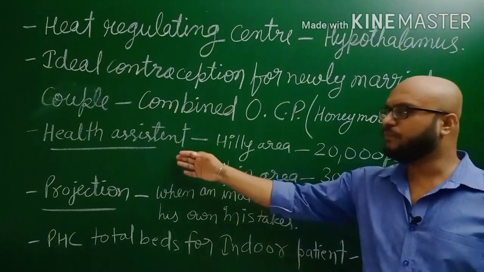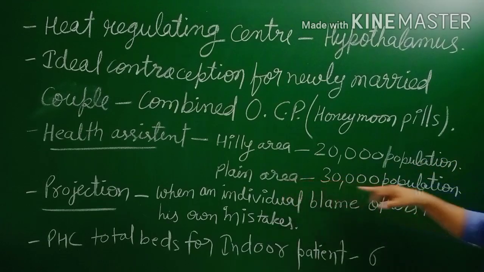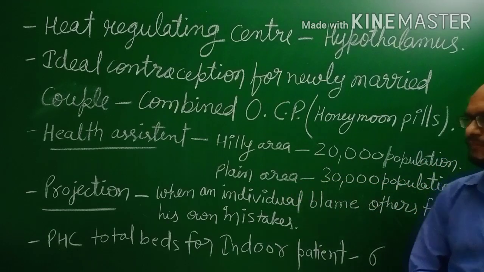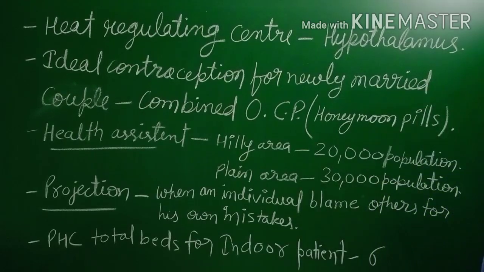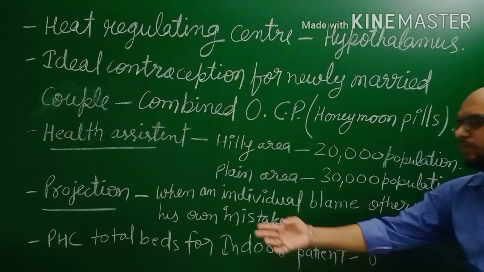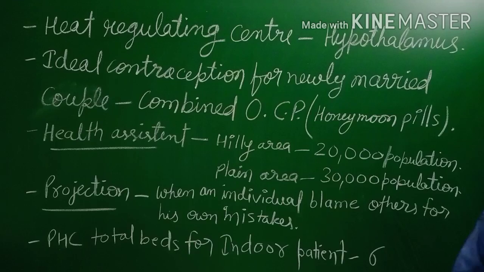Health assistant posting: in hilly areas, 20,000 population; in plain areas, 30,000 population. Next is projection. What is projection? When an individual blames others for his own mistakes, it is known as projection. Primary health center total beds for indoor patients is 6.